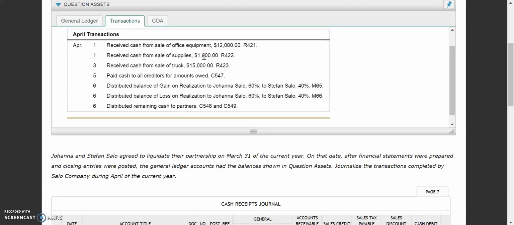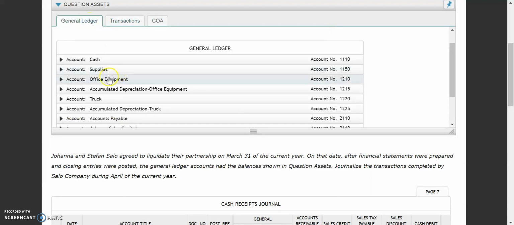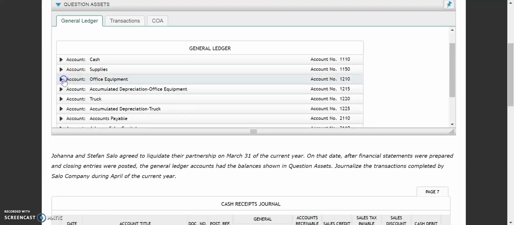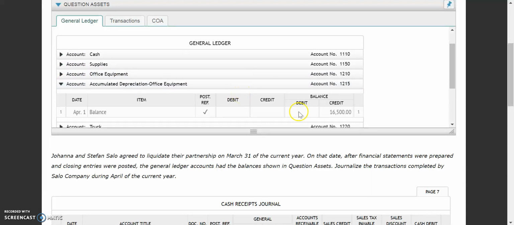But what we need to realize, or to try to figure out, is if we have a realization on a loss or a realization on a gain. So let's go to our general ledger here. And if we look at our office equipment, it says that our original balance for office equipment was $30,000. So on your calculators, go ahead and punch in $30,000. And then let's take a look at our accumulated depreciation, which has accumulated depreciation on that office equipment of $16,500. When we do that, the value of our office equipment is $13,500.